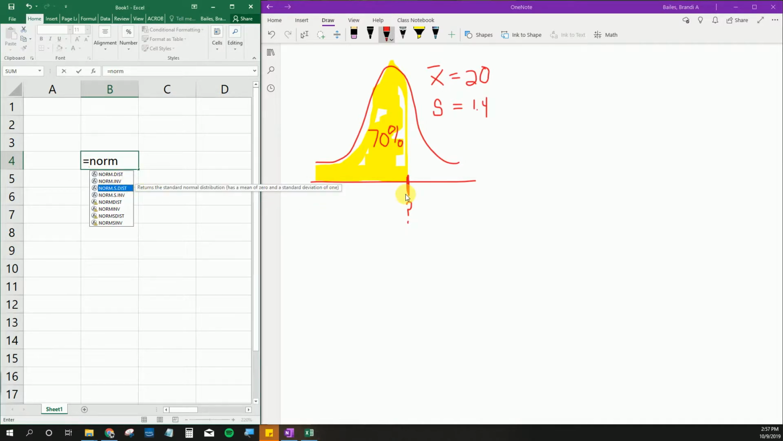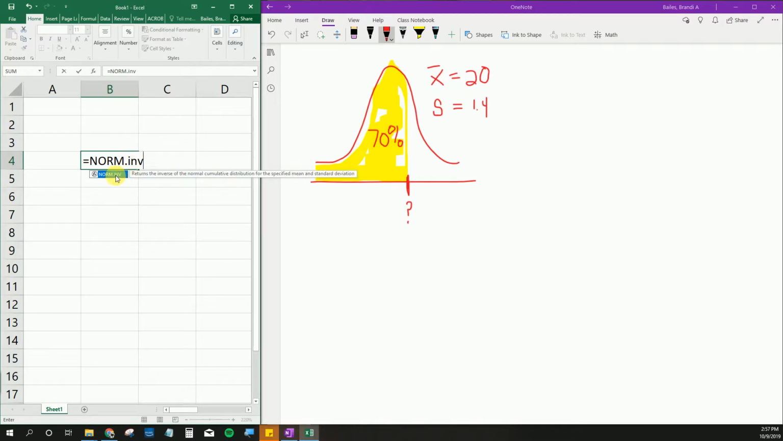Since I'm not, and I know I'm not because my mean is 20 and my standard deviation is 1.4. Remember, for the standard normal distribution, it would be 0 and 1. I would use a regular normal distribution. This is going to ask me for some inputs. It's asking me for an x and a mean and a standard deviation and whether or not it's cumulative. So starting right at the beginning, I can see I don't have an x. These are the x values down here. I don't know the x value. So I can't use this. Let's try the other one.